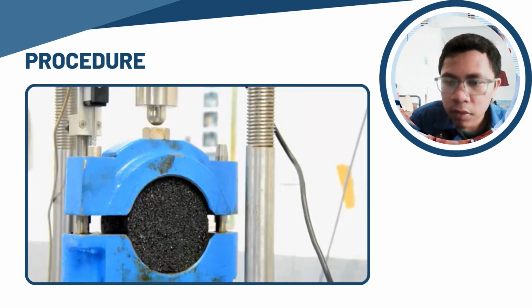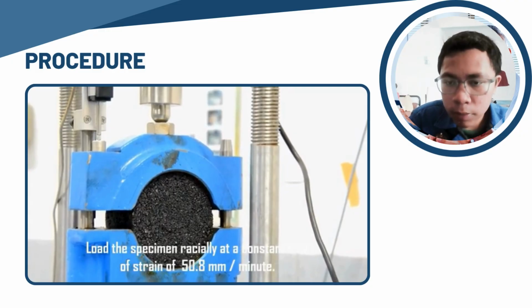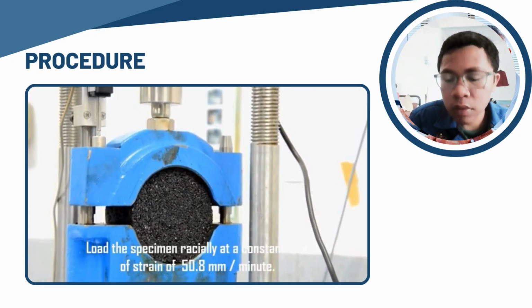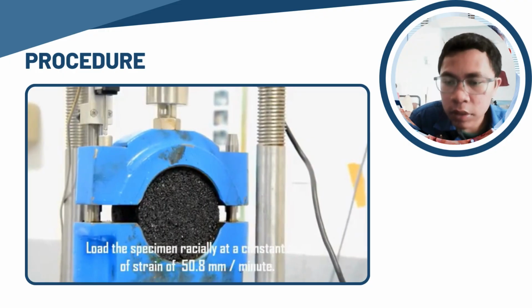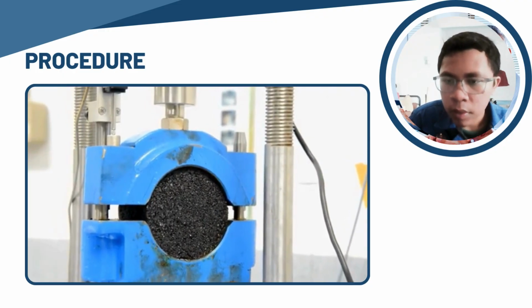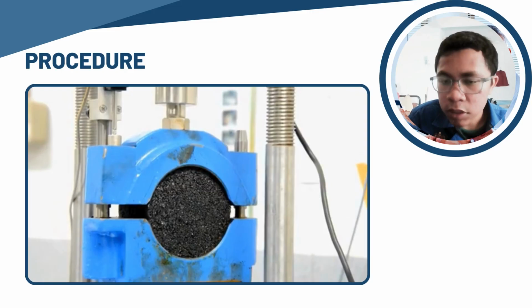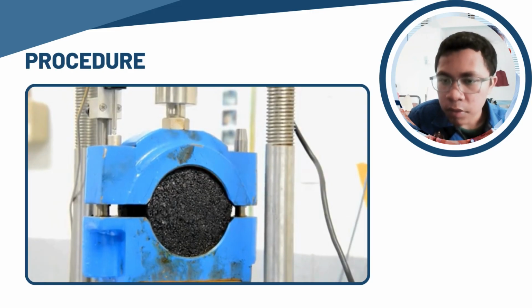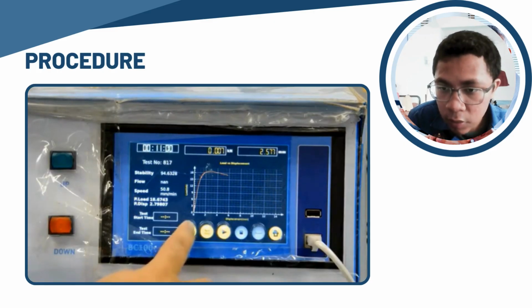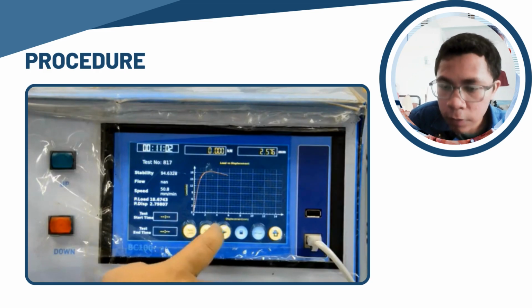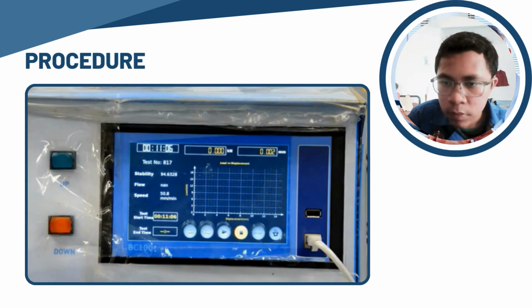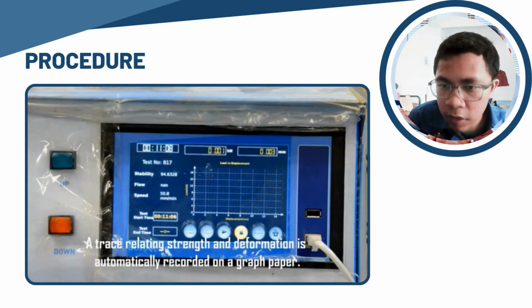Heat the specimens in a water bath at a temperature of 60 degrees Celsius for 30 to 40 minutes. Place the specimen in the Marshall testing rig. Load the specimen radially at a constant rate of strain of 50.8 millimeters per minute. A trace relating strength and deformation is automatically recorded on graph paper.